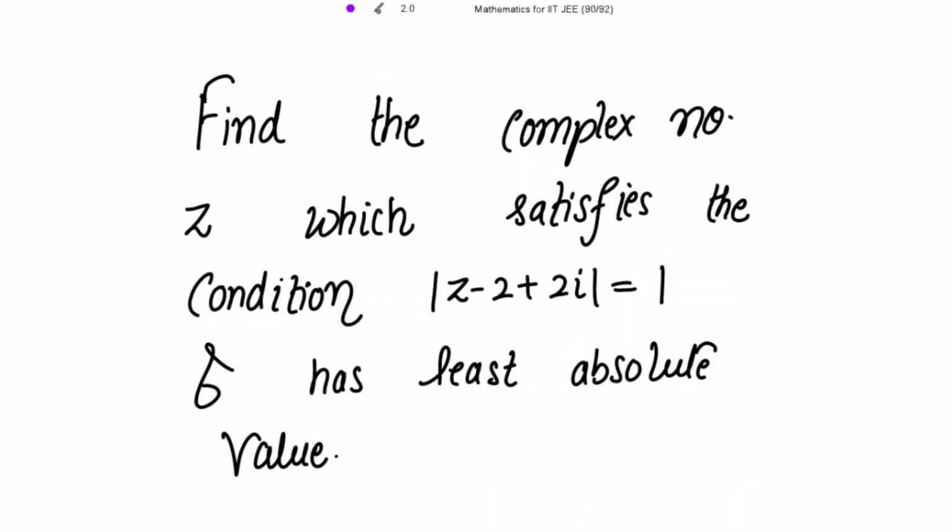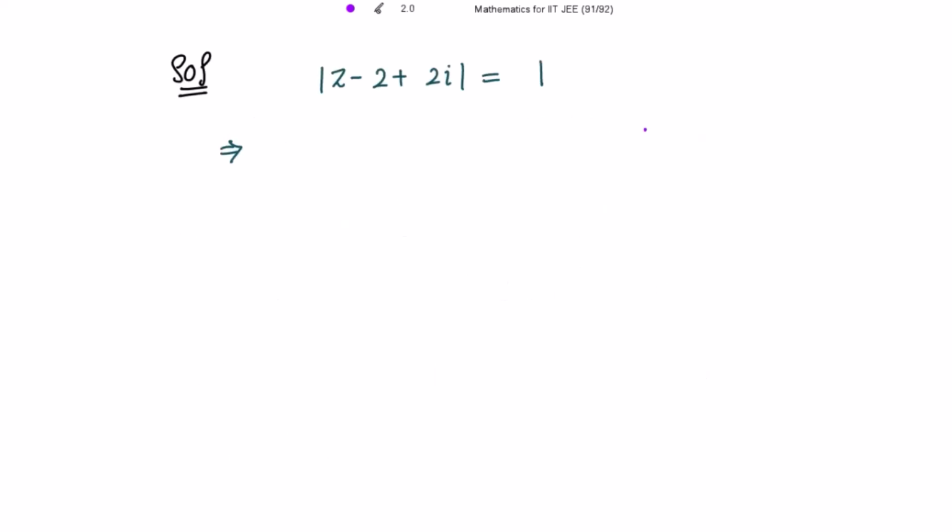Morning. We need to find the complex number z which satisfies the condition mod of z minus 2 plus 2 iota equal to 1 and has least absolute value, right? So this condition is given to us, and we know that if z is any complex number with its modulus equal to 1, then this z is written as e to the power iota theta.